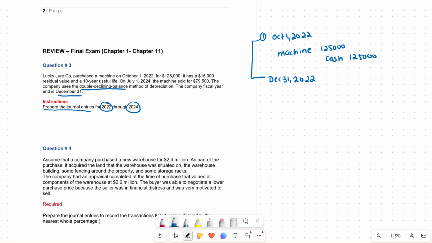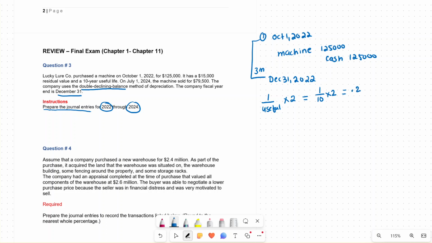So from this to that day, 3 months have gone by, but they are using a double declining method. If they're using a double declining method, the formula is 1 over your useful life times 2, because this 2 is for double declining. So 1 over 10 times 2 will give you 0.2.